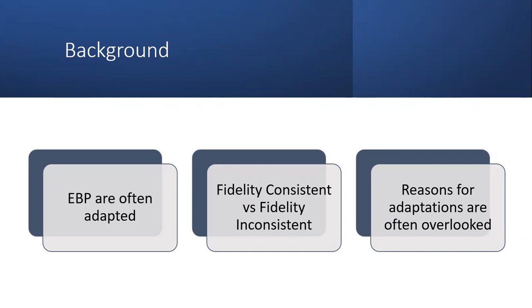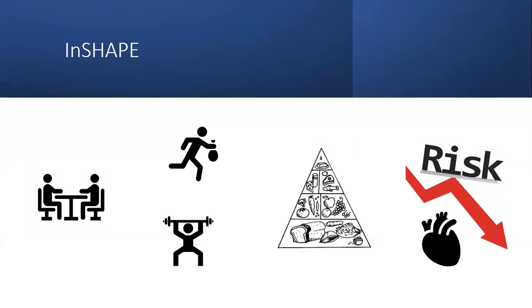There's not a lot of research out there on the pros and cons of fidelity consistent versus inconsistent adaptations. However, this article notes that ensuring fidelity to the core components is not always in the best interests of the intervention in terms of patient outcomes, especially while you're considering inequities. So at times, fidelity inconsistent adaptations need to be made. Why adaptations are made by providers is often not examined or well understood, which is something the study wanted to understand better. So this article examined adaptations made in a previously implemented EBP called InShape.